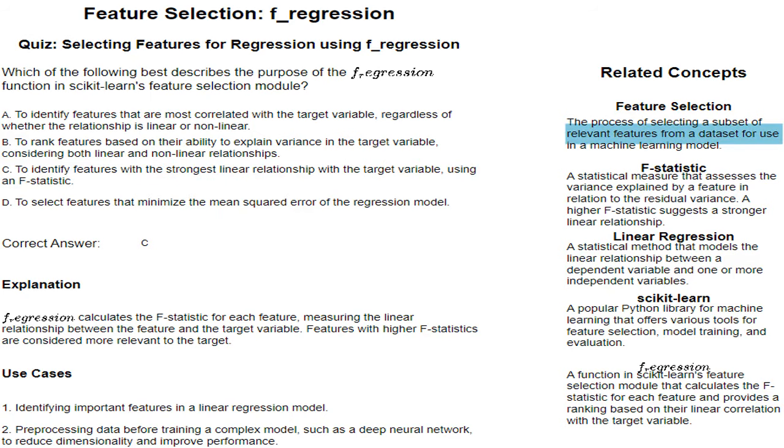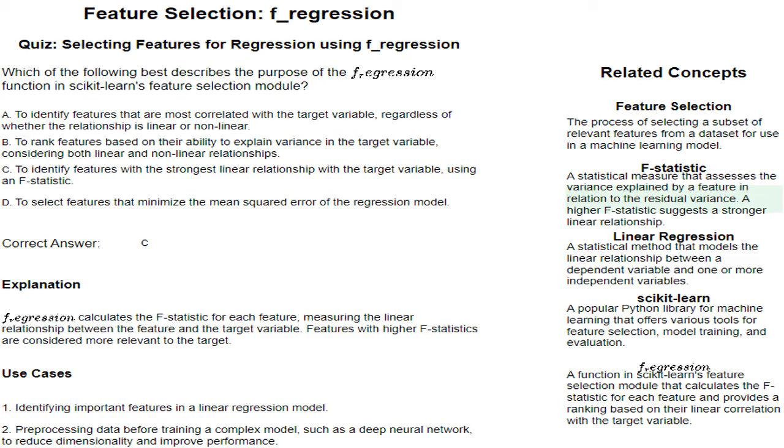The process of selecting a subset of relevant features from a dataset for use in a machine learning model. Reducing dimensionality of high-dimensional datasets to improve model performance. Identifying the most influential factors in a business problem. Simplifying a model for easier interpretation.